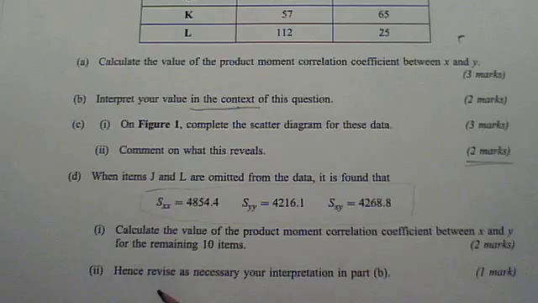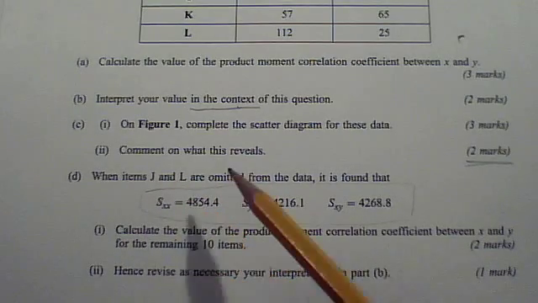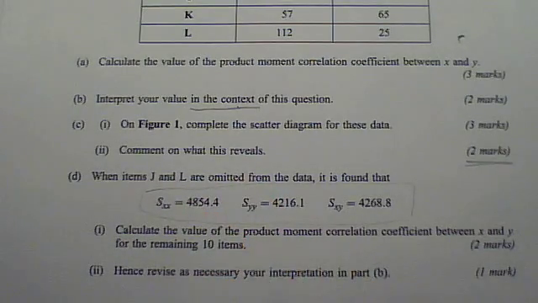And then in part 2, you've got to revise as necessary your interpretation in part B. So having excluded the outliers, then your comment on about whether there is any correlation or the strength of that correlation is likely to vary, so you're making a suitable adjustment to your statement earlier on. And then you're done.